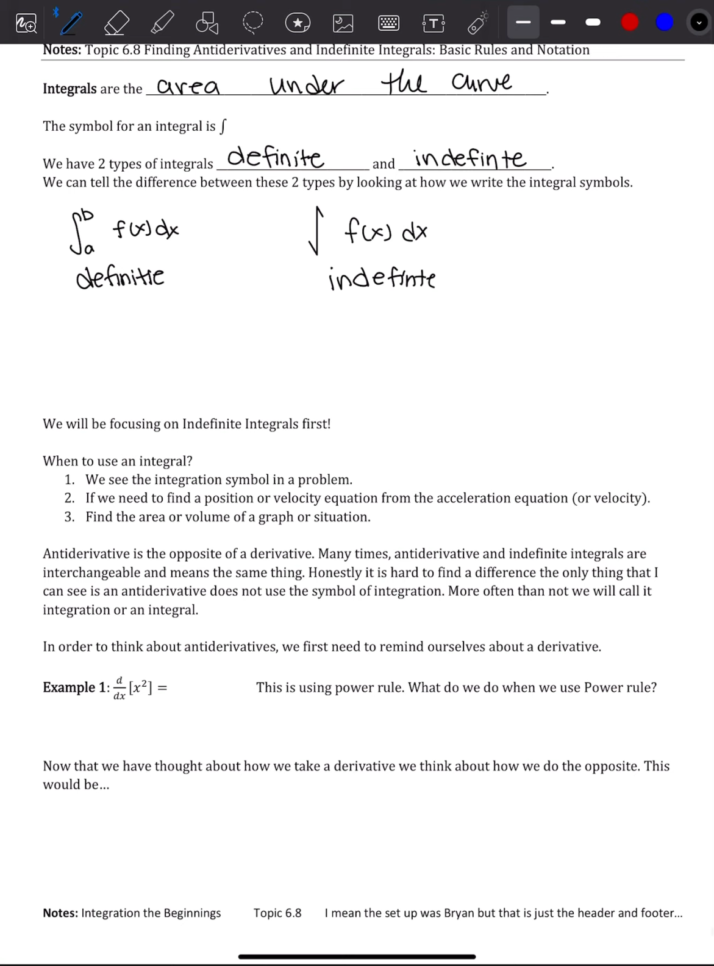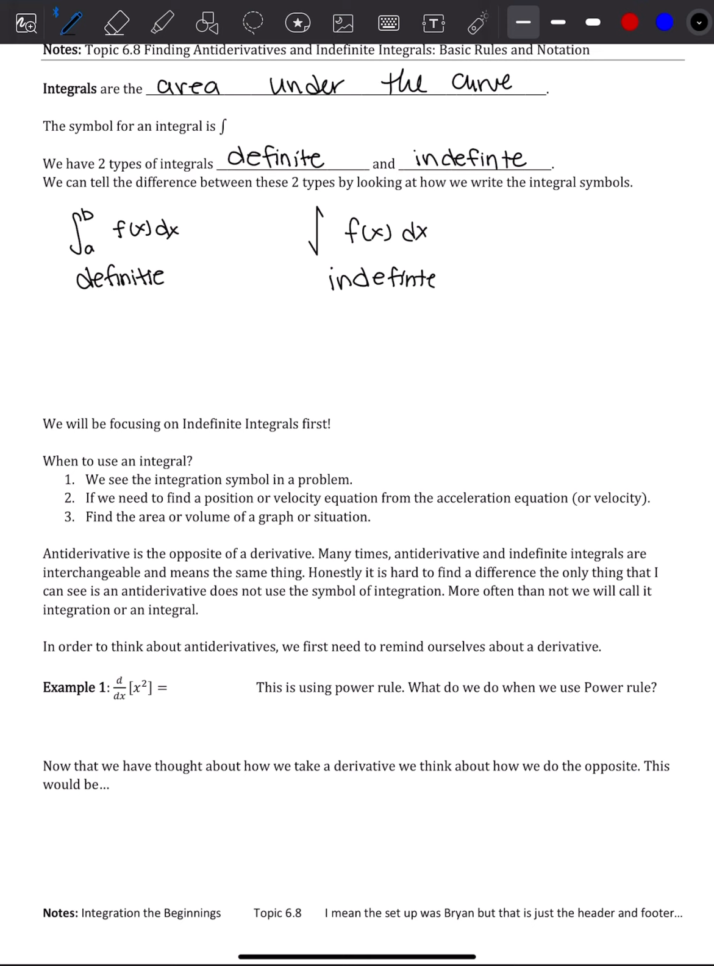So when do we use an integral? When we see the integration symbol. Anytime we see the integration symbol, integral. If we need to find the position or velocity equation from the acceleration or velocity. So if I need to go from velocity to position, or acceleration to position, or acceleration to velocity, we need to use an integral.